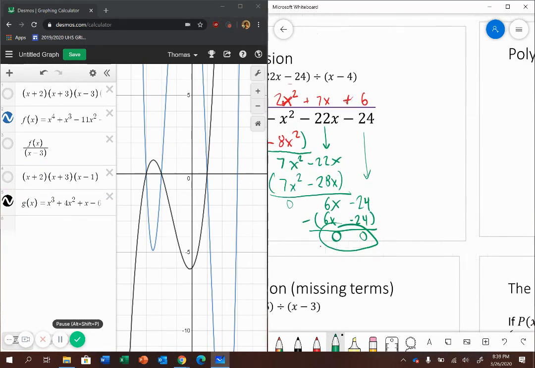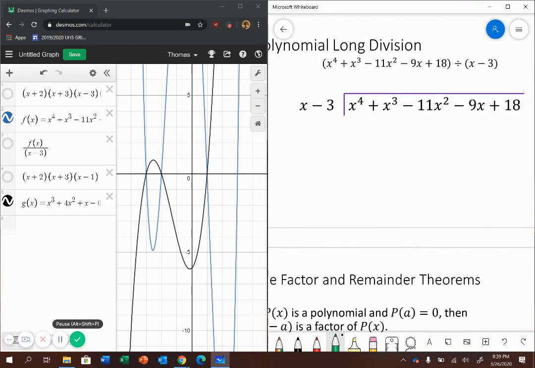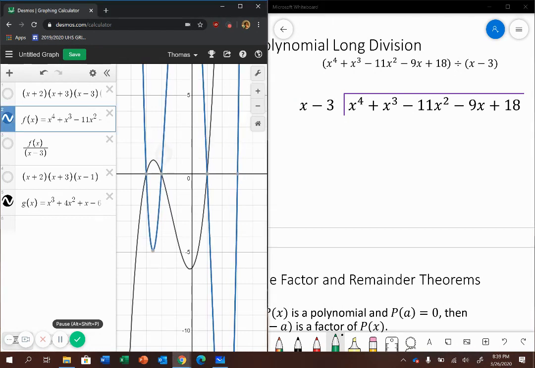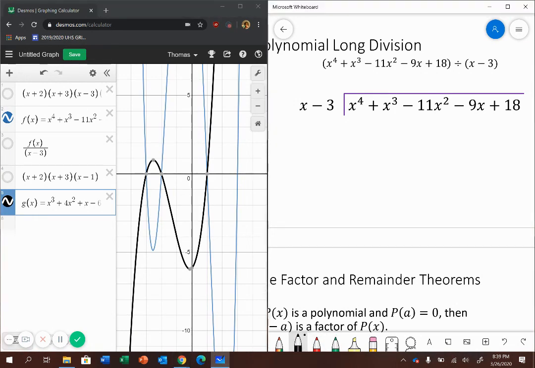Alright, now let's actually go and look at that one we started with. This problem has a lot more steps to it because it's longer. And we'll look at how we actually did that division in Desmos. Like when we took f of x and divided by x minus 3, how did we get this answer out? Well, let's try it. So I'm going to try to do this one a little bit quicker.